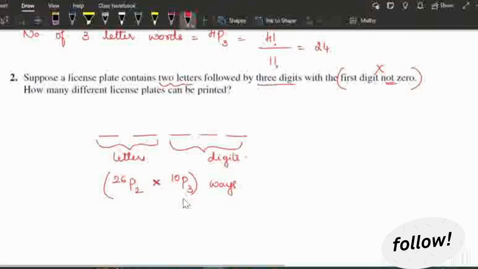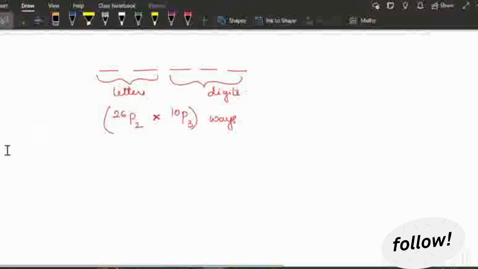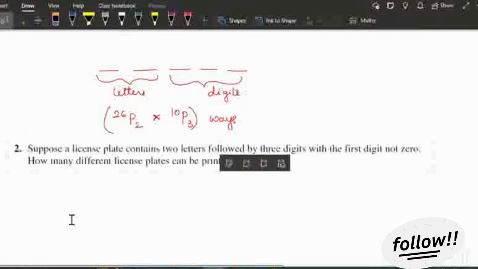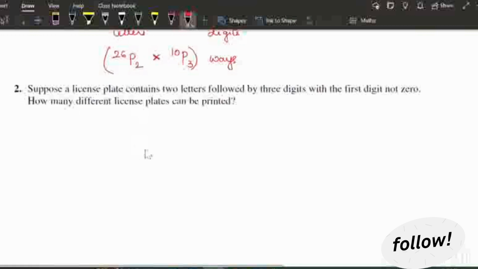Okay. Now, here we have not considered this condition, that is first digit not 0. If we consider this condition, same thing: first two are letters, next three digits, but first digit cannot be 0. In this case, the first two letters can be filled in 26P2 ways, and then we have next three digits.